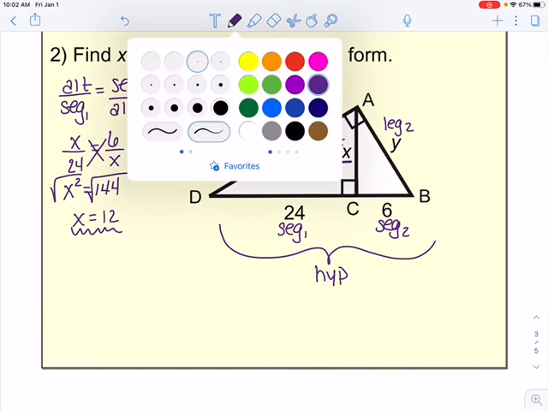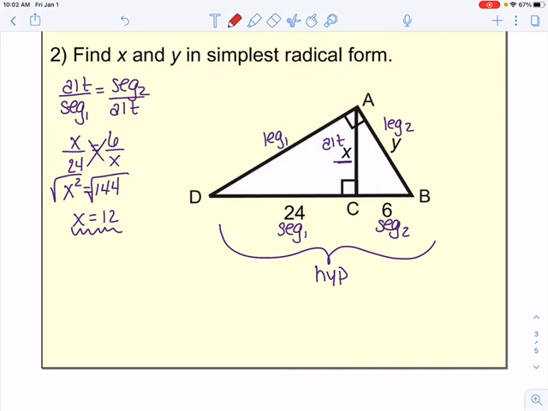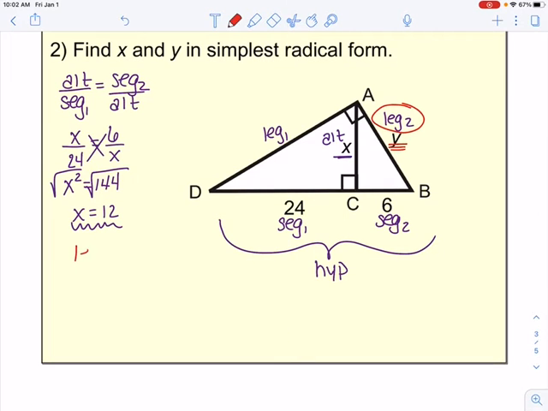Okay, so the next thing that I want to find is Y. Okay, and Y is the one that's labeled leg 2. So again, if I go back to the three proportions on the last slide, there's only one that has leg 2 in it. It's the third proportion on that previous slide. So to find leg 2, we're going to do leg 2 over segment 2, and that's going to equal our hypotenuse over leg 2 again.